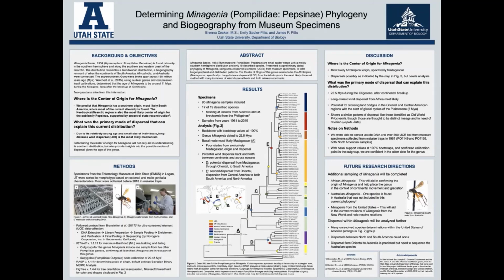We got 100% bootstrap values supporting the backbone, with several interesting distinct clades in Madagascar and the potential for several dispersal events between continents. The center of origin is estimated to most likely be from the Afrotropical region, specifically Madagascar, contrary to our prediction. The ages we determined with UCE data are about twice as old as the previous study, but still occur well after continental breakup.